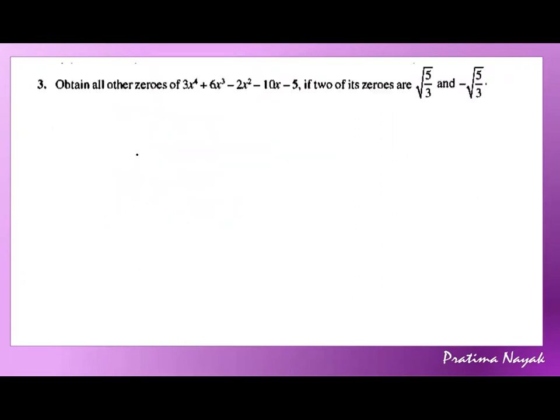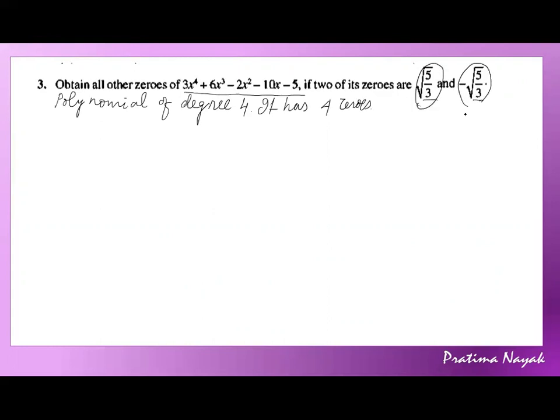Question number 3. Question number 3 is an important question. Obtain all other zeros of 3x to the power 4 plus 6x cube minus 2x square minus 10x minus 5. Two zeros are given to us. So it is a polynomial of degree 4. When it has degree 4, it has 4 zeros. So we have only 2 zeros. So we need 2 more zeros.